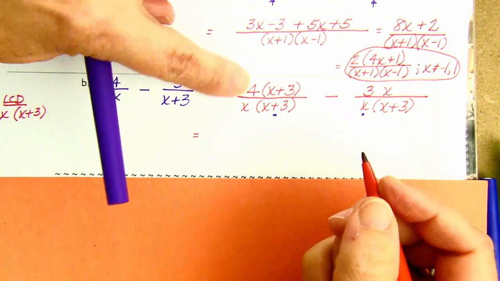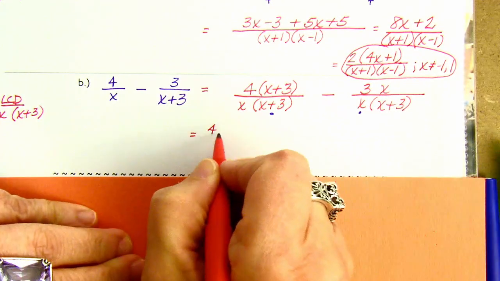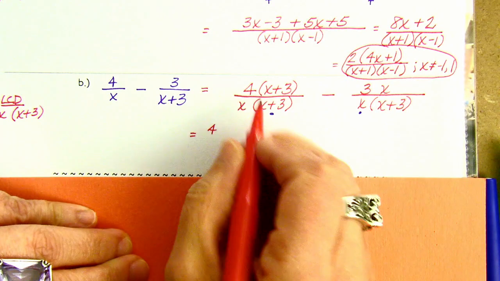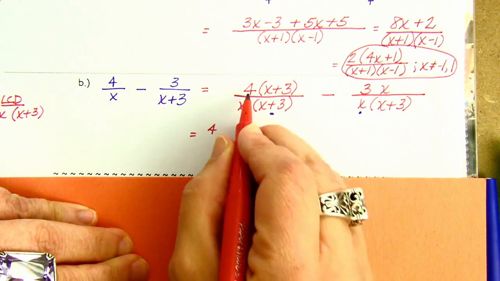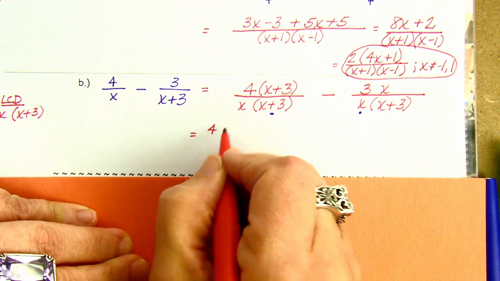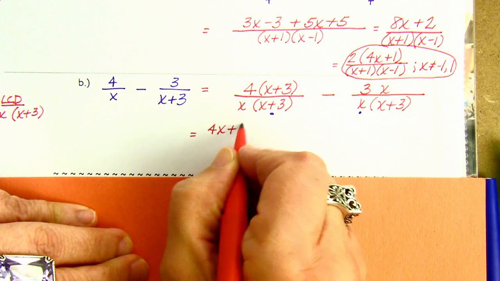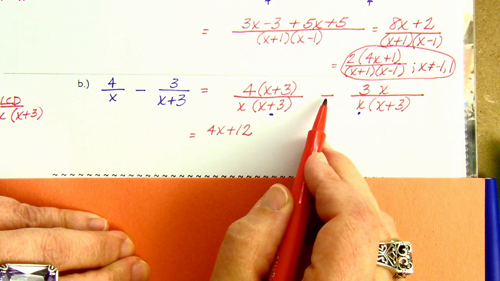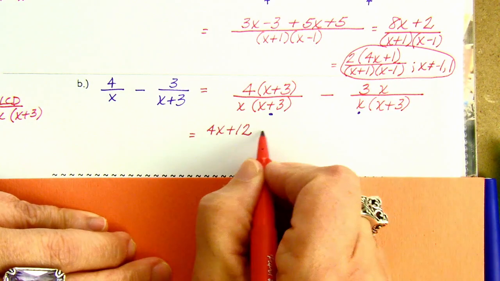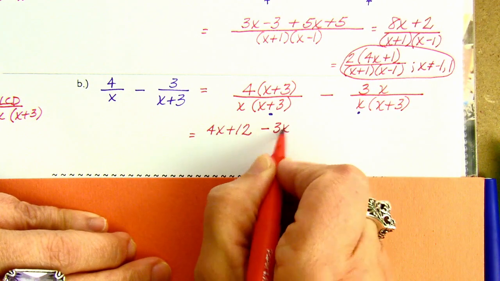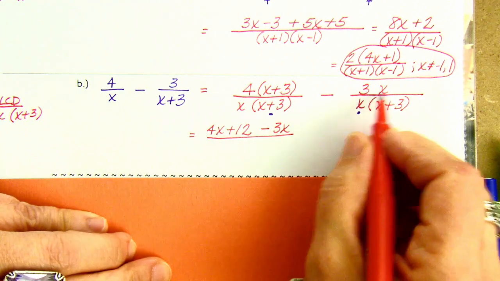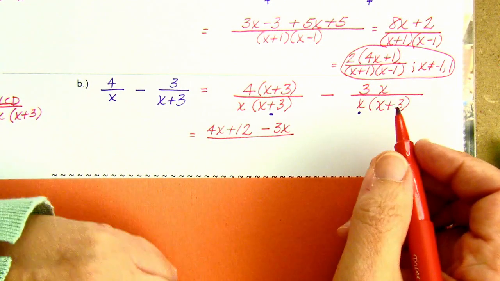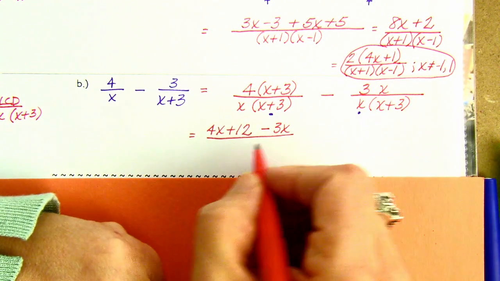All right, so what must I do here? Well, I have to distribute. I get 4 times the quantity x plus 3 becomes 4 times x, and then 4 times 3, or 4x plus 12. Remember, this is subtraction, so I have to subtract 3x. Be careful if this is a quantity. We'll talk about that in a bit.